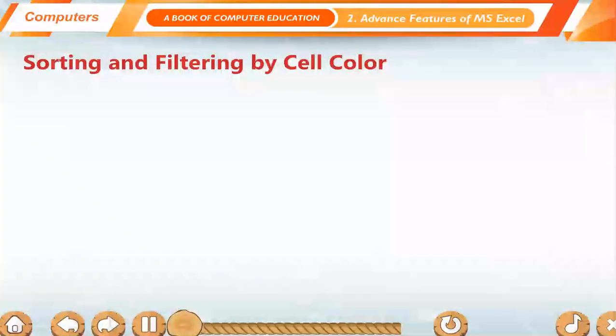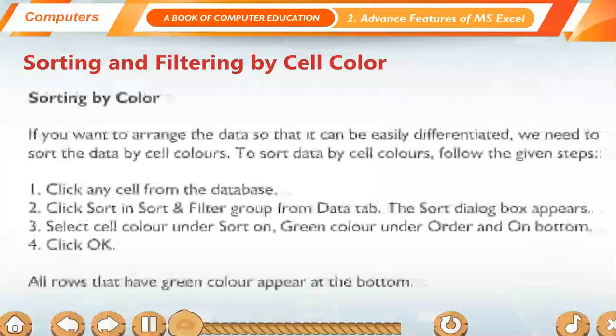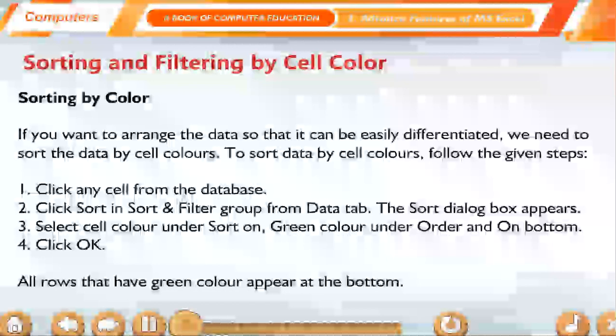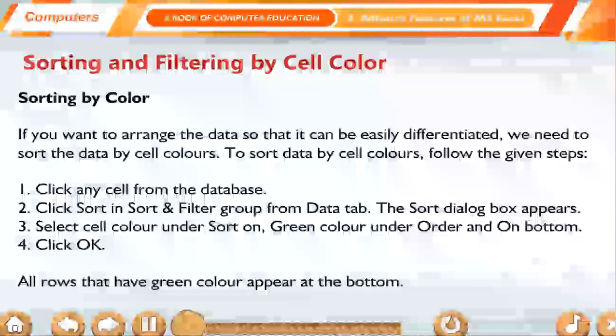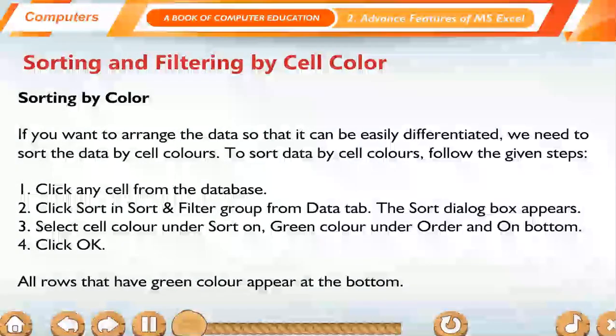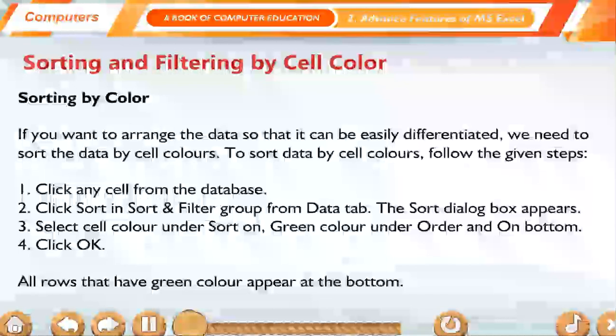Sorting and filtering by cell color. Sorting by color. If you want to arrange the data so that it can be easily differentiated, we need to sort the data by cell colors. To sort data by cell colors, follow the given steps.